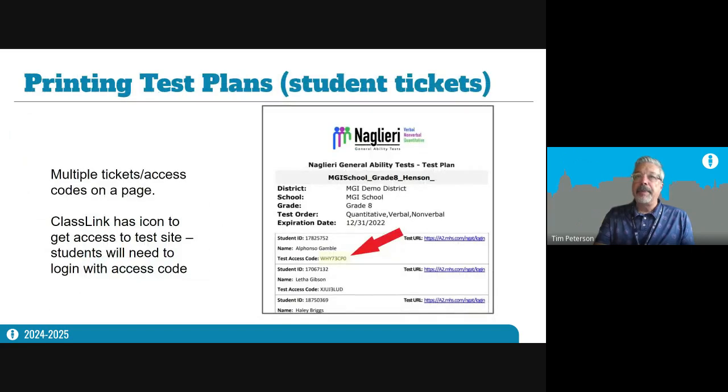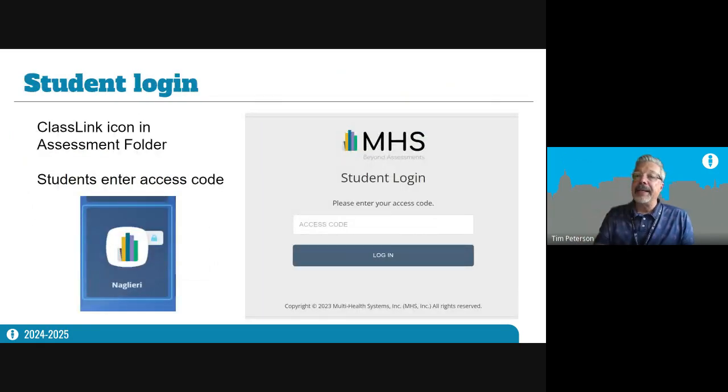So I'm going to back up one. Notice the access code. In this case, WHY73CPO. Remember, the zeros will have the slash through it this year. They need to put that in, so they will have to have a copy of their ticket in front of them, or you will need to have a copy for yourself so you can help them.